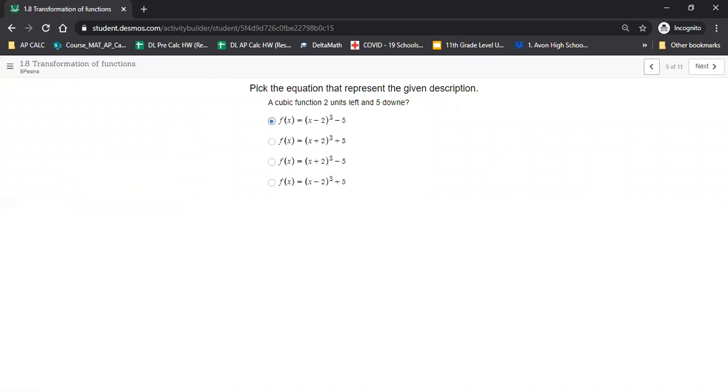Okay, the next one says pick an equation that represents the given description. So they want us to have a cubic function that goes 2 units to the left and 5 units down, and forgive that typo right there. So 2 units left, so 2 units in the left direction. Remember, that's our horizontal shift. Horizontal is the opposite of what we think, so it should be a plus, right? Now between these two. Okay, and then 5 units down, so my k is negative, so it should be this one, and I got a little correct symbol right here, so way to go, us.